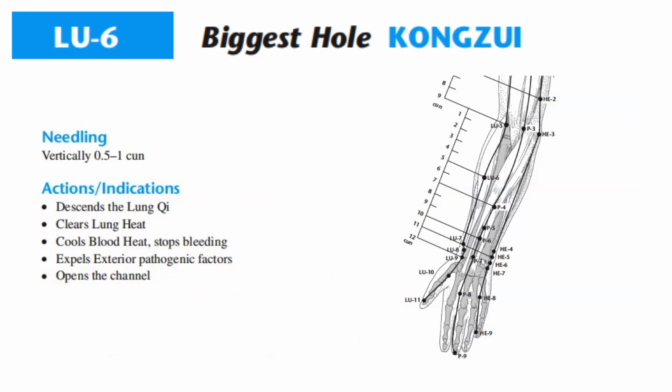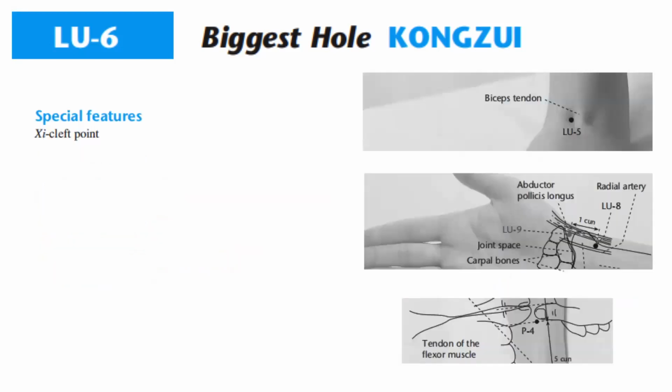So how do we needle Lung 6? Needling is done vertically, 0.5 to 1 tune. As for its actions and indications, Lung 6 is used to descend lung qi, clear lung heat, cool blood heat, stop bleeding, expel exterior pathogenic factors, and open the channels. Its special feature is that it is a Xi-cleft point.